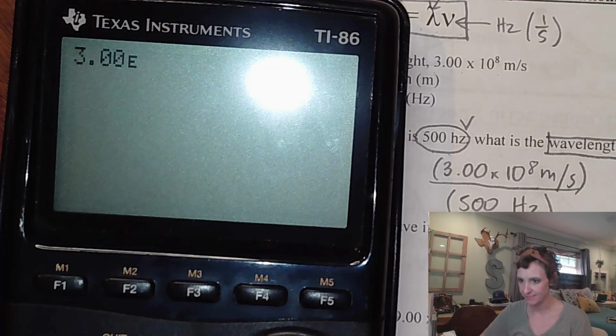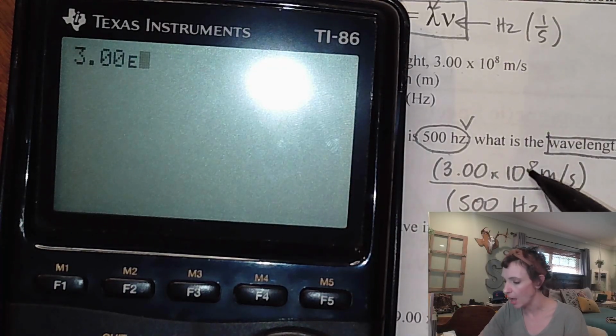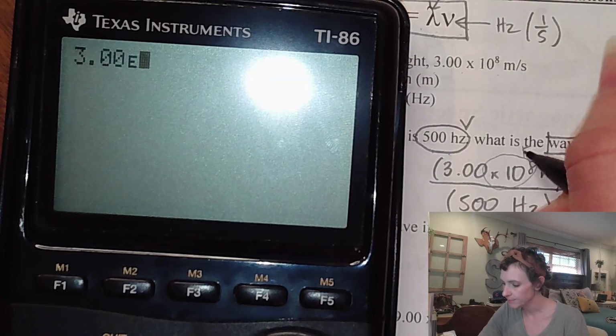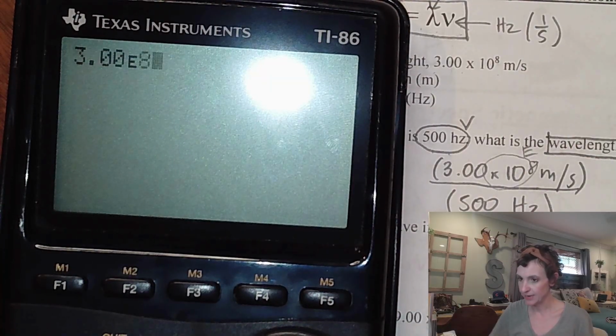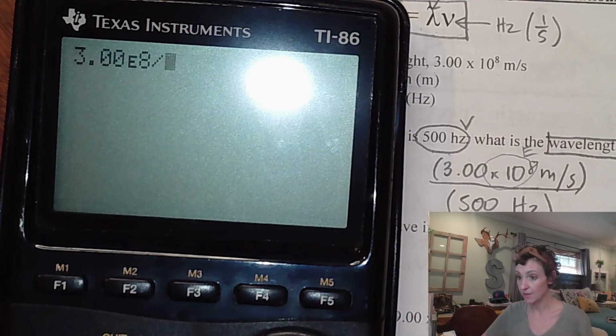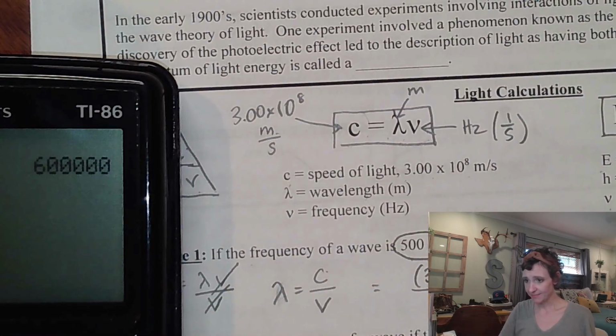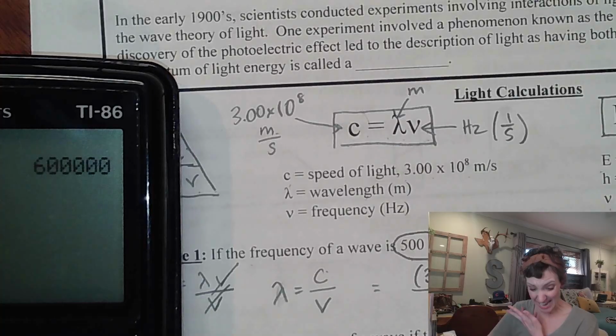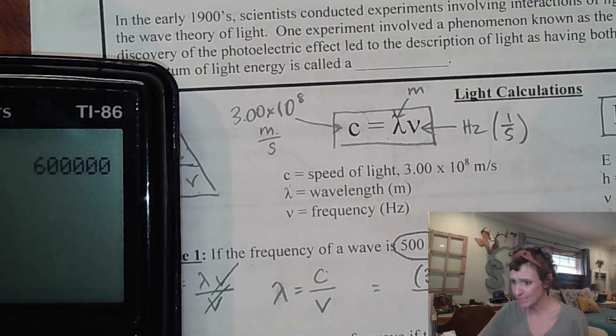And then I hit that E button. Remember, that E button takes the place of all of this business, right? And then I just have to hit my exponent, 8. I don't need parentheses. I'm ready to divide by whatever it is. It is a 500 that I'm dividing by. Cool. So we got a 6 followed by, it looks like, 5 zeros. Yes. So that's my wavelength.